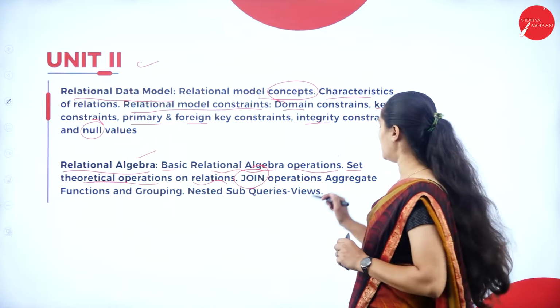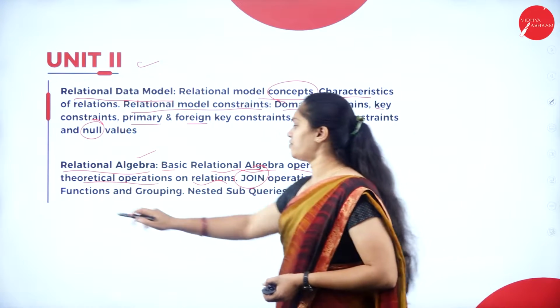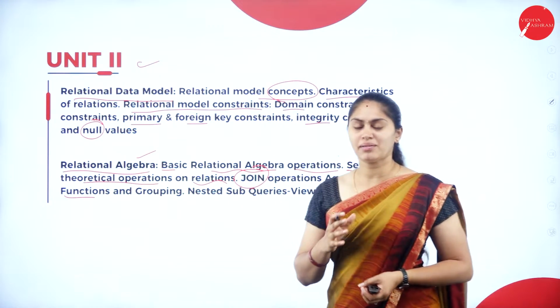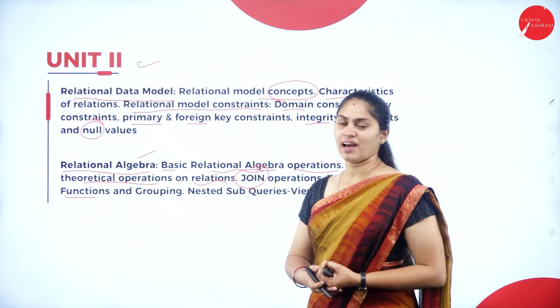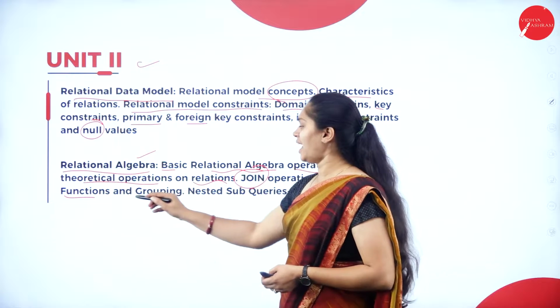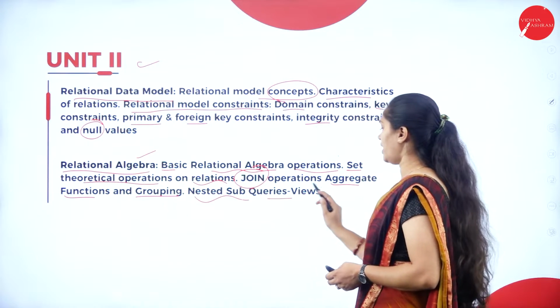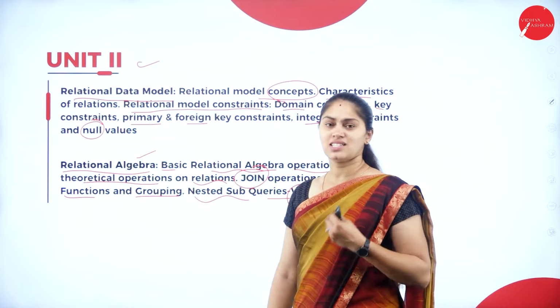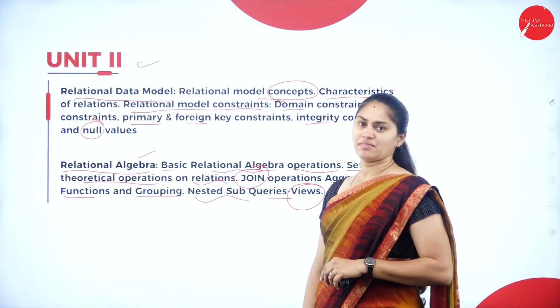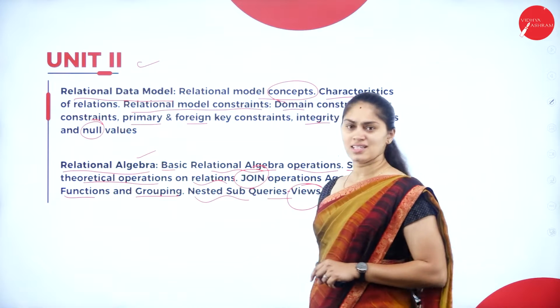So we have different types of join operation that you will be learning here, along with the aggregate functions. There we have sum, minimum, maximum, average. So those are the different aggregate functions we have, and also you will be learning along with grouping and nested subqueries. Then we are calling that as views. What is a view? What is its advantage, disadvantage? How we are going to create a view? Everything that you will be learning in this chapter.